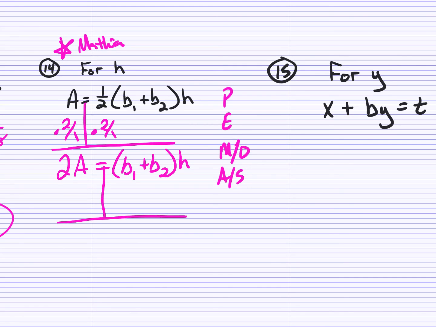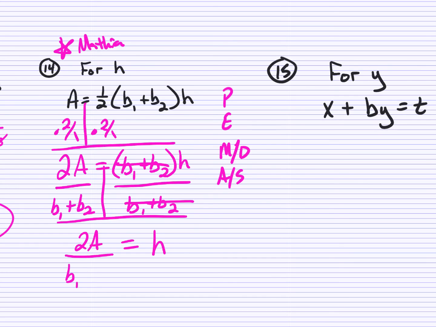Now from here, we're trying to get the h all by itself. It's getting multiplied by everything in the parentheses. Well, the opposite of multiplying by everything inside the parentheses is dividing by everything inside the parentheses. And I'm going to do that to both sides. On the right-hand side, they cancel out, leaves my h all by itself. On the left-hand side, it's a fraction that doesn't reduce, so I'm just going to bring it straight down.